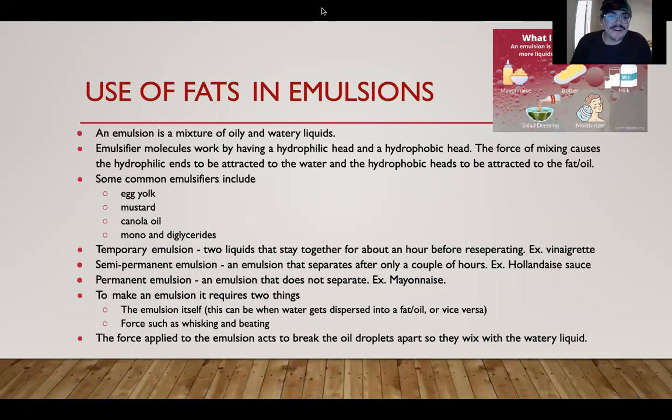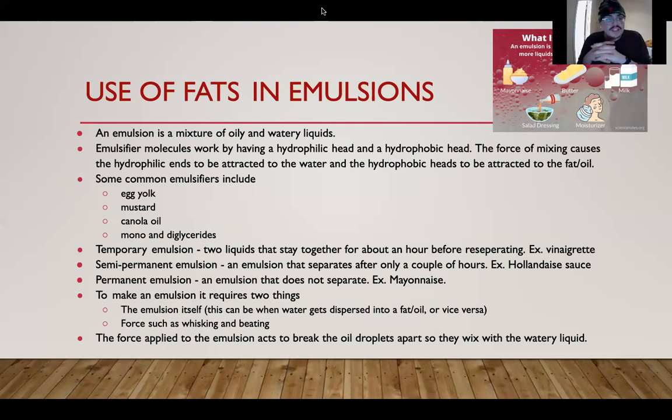All righty. So now we're going to talk about the use of fats in emulsions. An emulsion is a mixture of oily and watery liquids. Emulsifier molecules work by having a hydrophilic head and a hydrophobic head. The forces of mixture cause the hydrophilic ends to be attracted to water, and the hydrophobic heads to be attracted to the fat or oil. Some common emulsifiers include egg yolk, mustard, canola oil, and mono and diglycerides.